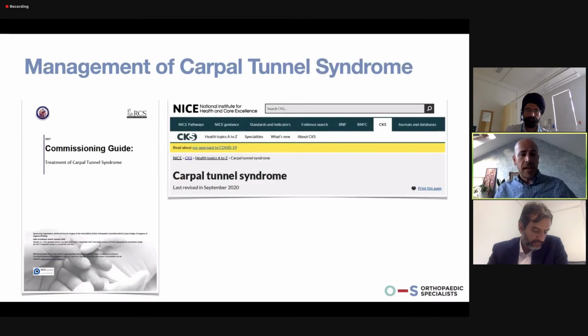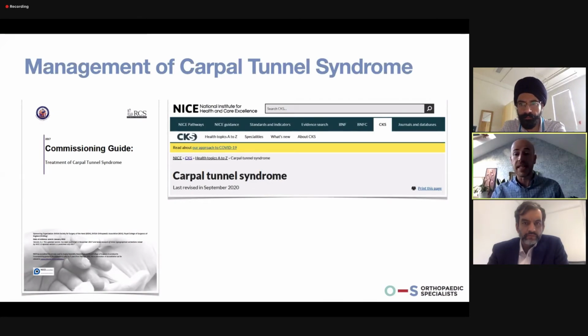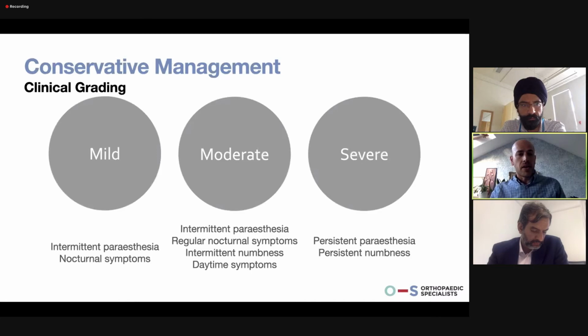So again, for management of carpal tunnel syndrome, as mentioned, there are the commissioning guidelines by the BSSH and BOA, but also useful is the NICE guidance, which is relatively up to date as well. In my view, I tend to look at the clinical symptoms that the patient presents with, and according to this, that guides my treatment.